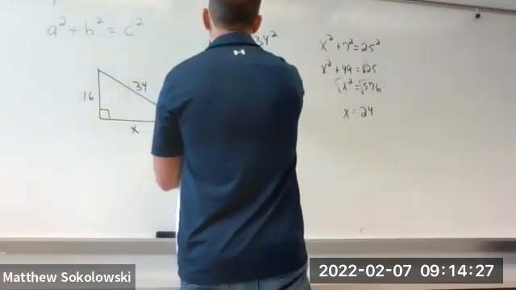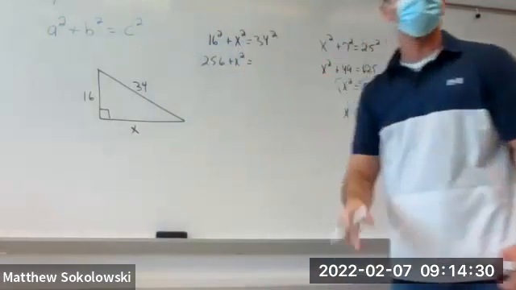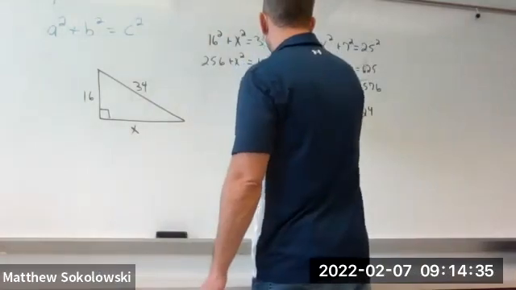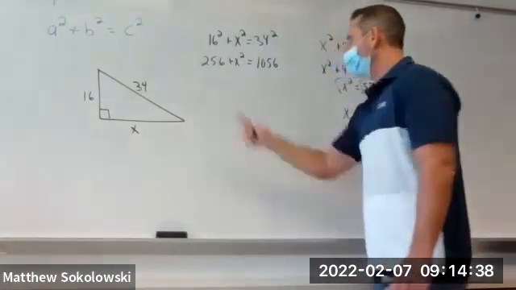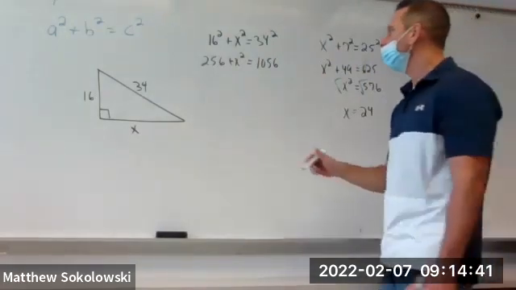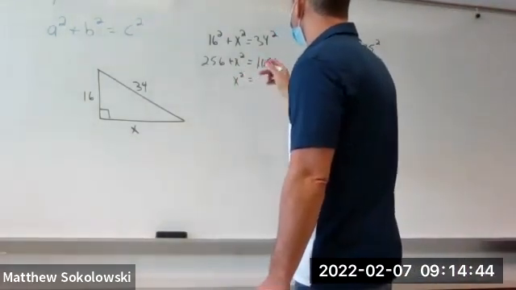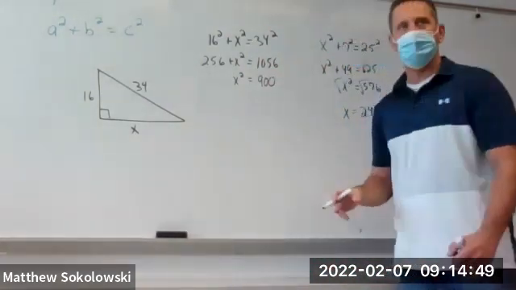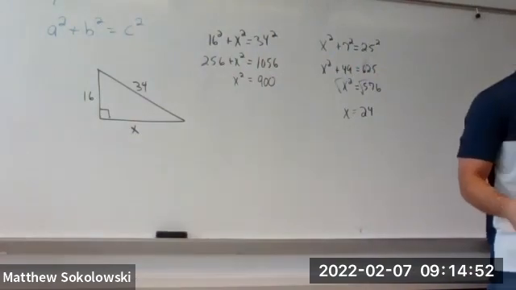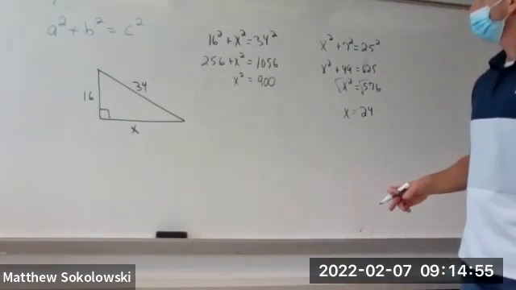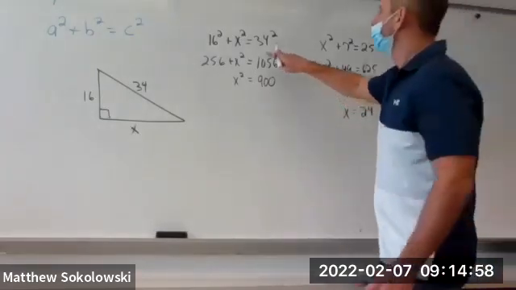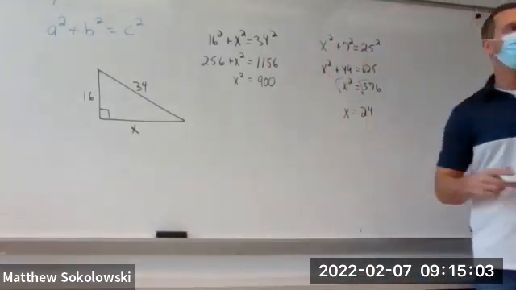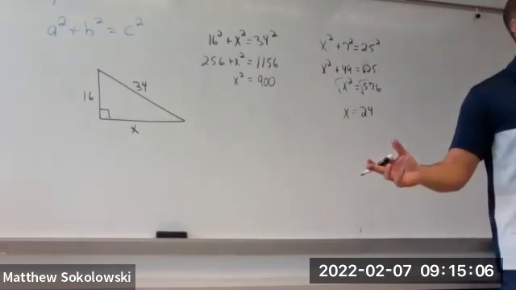16 squared is 256. X squared, and then what's 34 squared? 1,156. Okay, and then subtract 256 from both sides. What do you get? And then the square root of 900. Was it 1156? 34 squared is 1156? Oh yeah, that makes sense. Because we need the 900, because now the square root of 900 is 30.